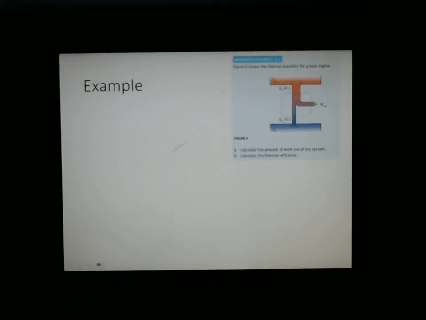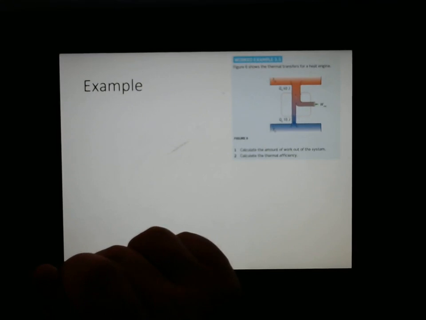This one's pretty straightforward. Here we have a thermal energy transfer. This is worked example 3.5. We have a heat engine here, and we can see at the top, the Q of the hot is 60 joules, so 60 joules of heat energy is coming in, and 10 joules of heat energy is coming out down the bottom at the cold reservoir part. But there's some work leaving the system here off to the side. And so our first question on here is, how much work is actually leaving the system?